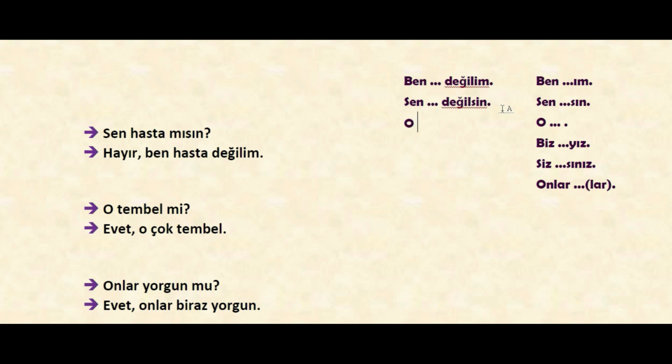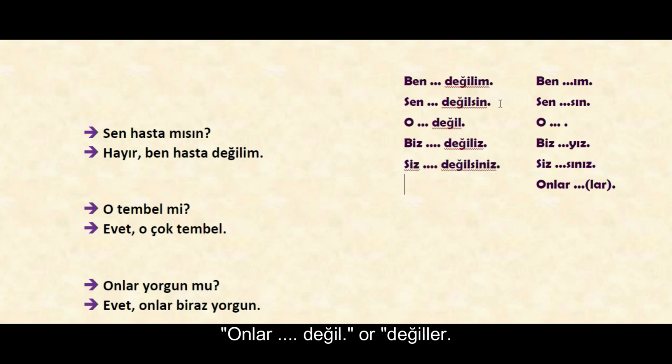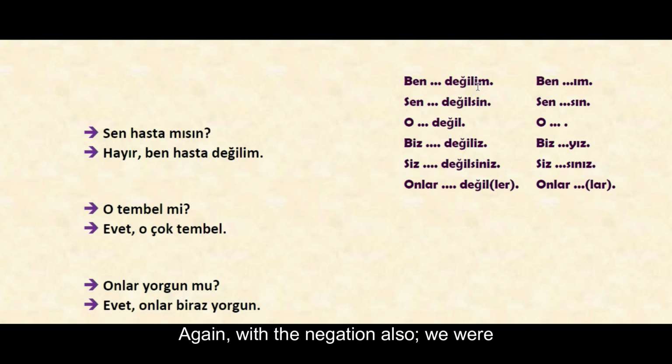Let's just write them. O değil. Biz değiliz. Siz değilsiniz. Onlar değil or değiller. So we were using in this way. So again with the negation also we were using the personal suffixes, because we said that these subject pronouns, personal pronouns come with these personal suffixes automatically.